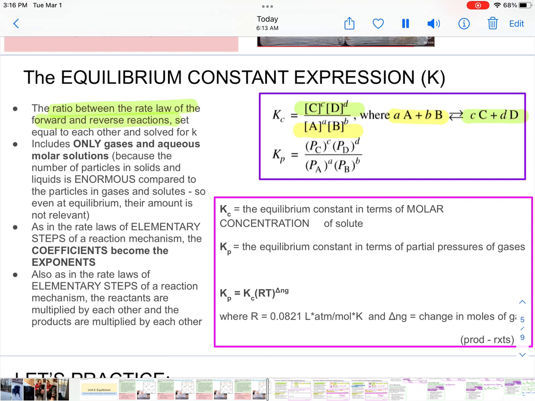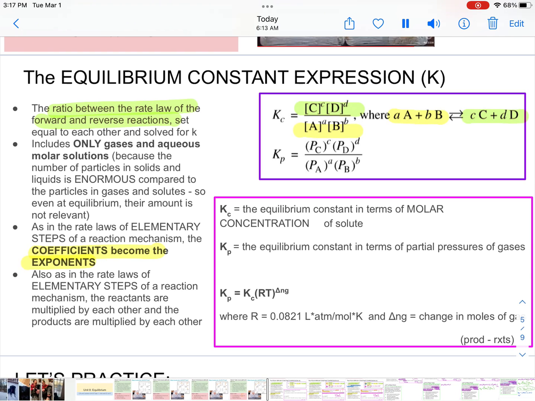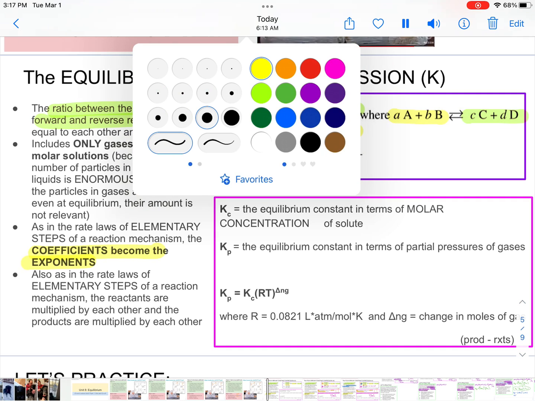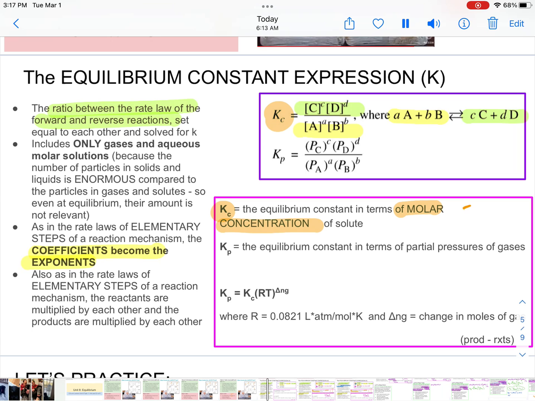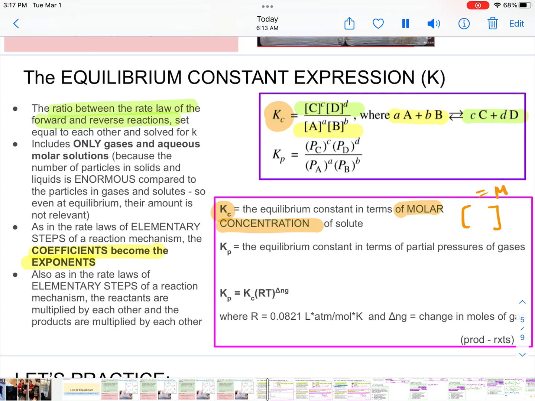And just like when you're in an elementary step, the coefficients become the exponents. And so even though we're doing this for an overall reaction, we can definitely include them like that. I do want you to notice that this top equilibrium expression here is a Kc, which means that everything is given to you in molar concentration. And remember that we write molar concentration as these brackets. They mean molarity. Okay, so make sure that if you're writing the Kc expression, you use those brackets.